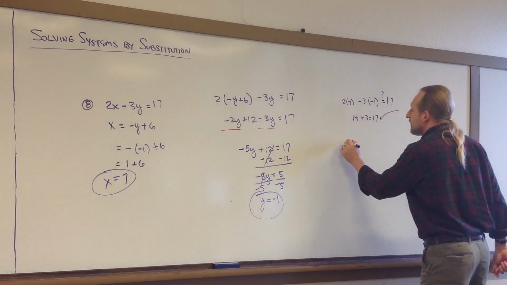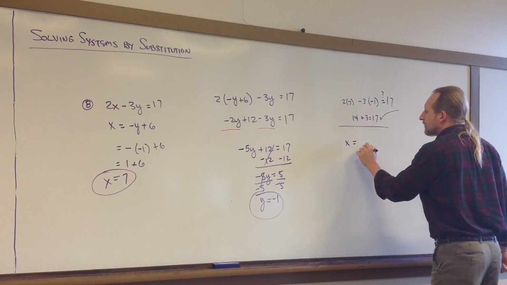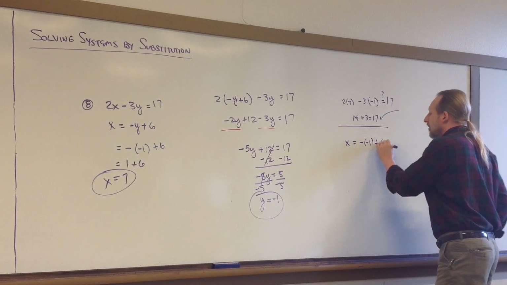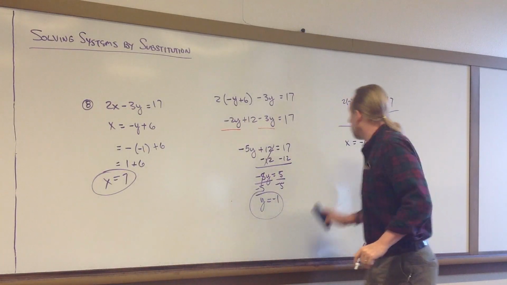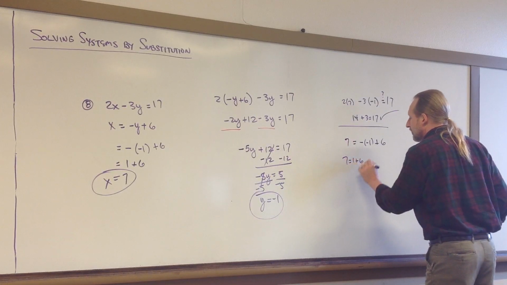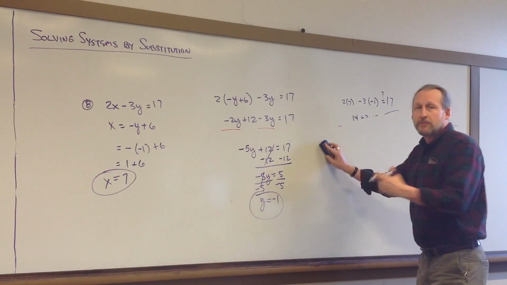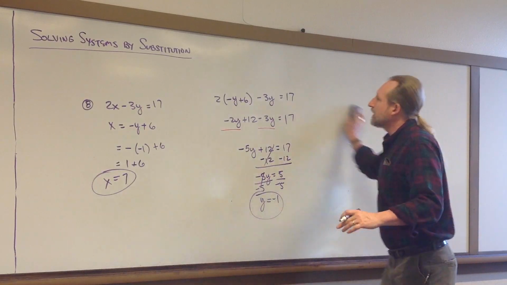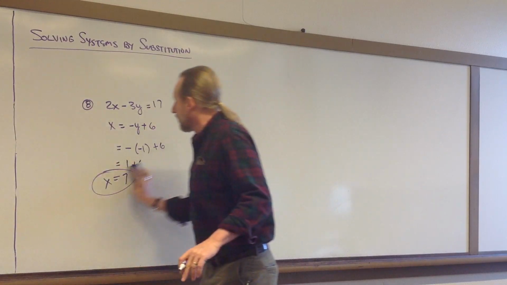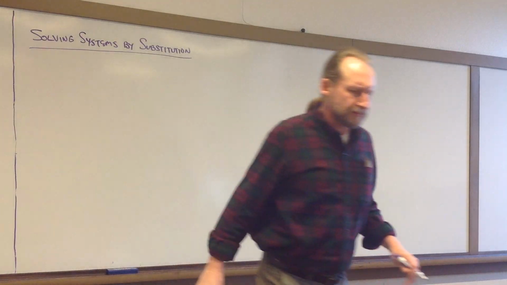And we can check it in the other one, but this is the one that we generated the value for x from, so it really is going to check out. 7 equals 1 plus 6. Yeah. Okay. So in those problems, one of the variables was already isolated for you. Now we're going to look at some problems where we have to do that ourselves.